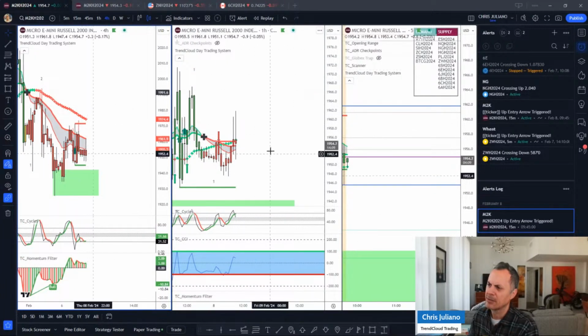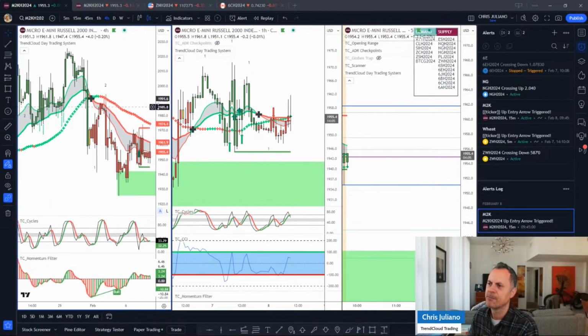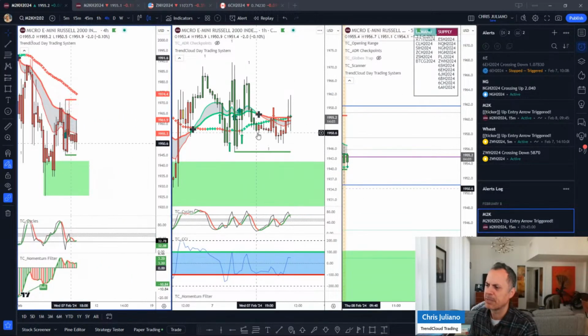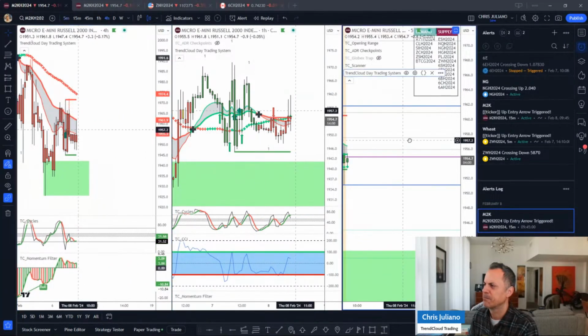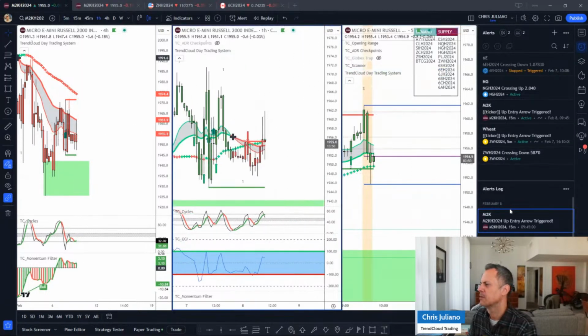Downtrend, pseudo trend. I don't know what kind of trend that is. Signals to go up. Momentum is still down. Downtrend, pseudo downtrend, right? Bunch of mixed signals.